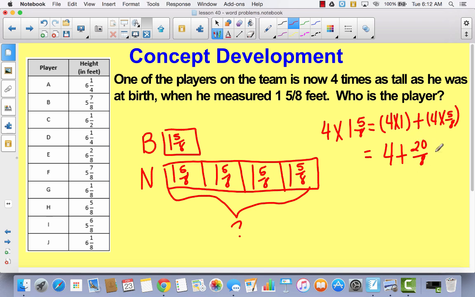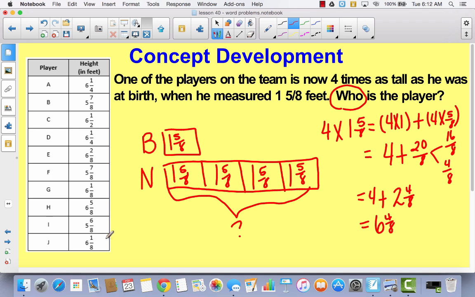So I have to take this improper fraction and make it into a mixed number. If I counted by eighths, I would get 16/8, and then I would have 4/8 left over. So now I would have 4 plus my 16/8, which is 2, and then my 4/8. Altogether, that would be 6 and 4/8. But notice it doesn't ask how tall is the player. It asks who is the player. So I have to come over here to our chart and see who is 6 and 4/8.